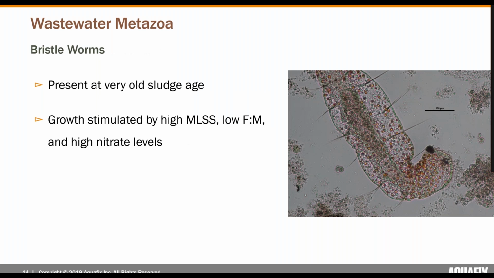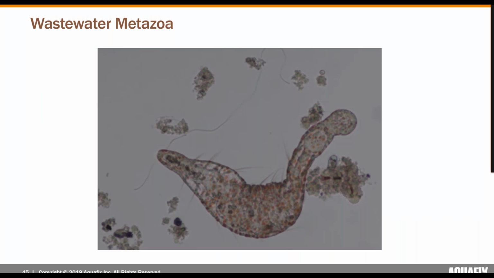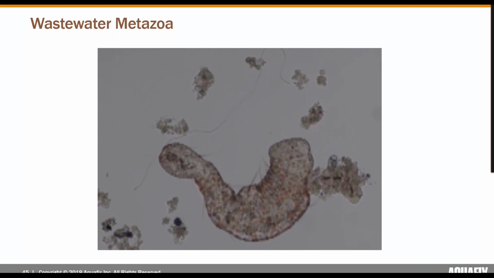Finally, moving on, we have an image here of a bristleworm. And bristleworms are also commonly present at very old sludge ages. And a bristleworm's growth is going to be stimulated largely by high levels of MLSS, low F to M ratios, and high nitrate levels. And you can see they're easily identifiable by the bristles that line the side of the bristleworm body. We have here a video of a bristleworm where you can see its unique and interesting movement, as well as its distinctive bristle-lined appearance. So you can watch that here as it moves.